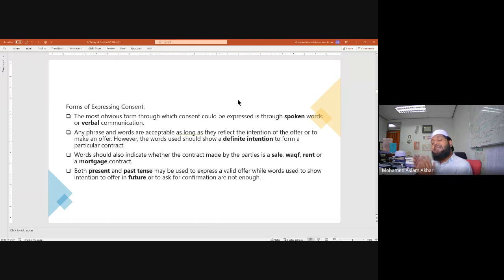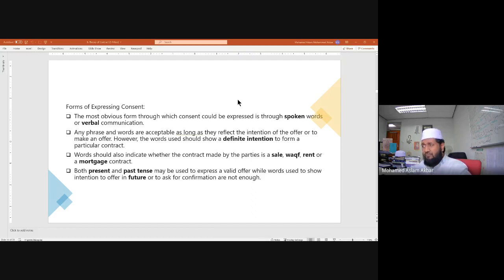So when they say 6 ringgit 50 cent, it means that they are selling to you. When you say okay, and then you give 6 ringgit 50 cent, which means the money that you are giving, and you say okay, I have 6 ringgit 50 cent, then the word okay here becomes that you are accepting. You are actually buying. So you need to know that any phrase, any words are acceptable as long as they reflect the intention. However, the words used show a definite intention to form a particular contract.